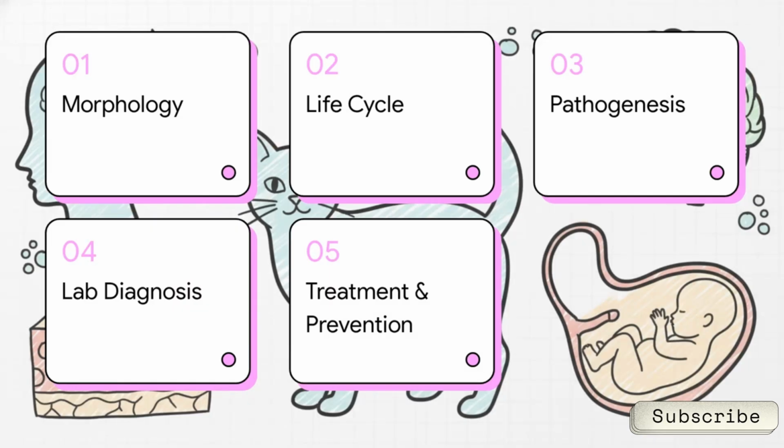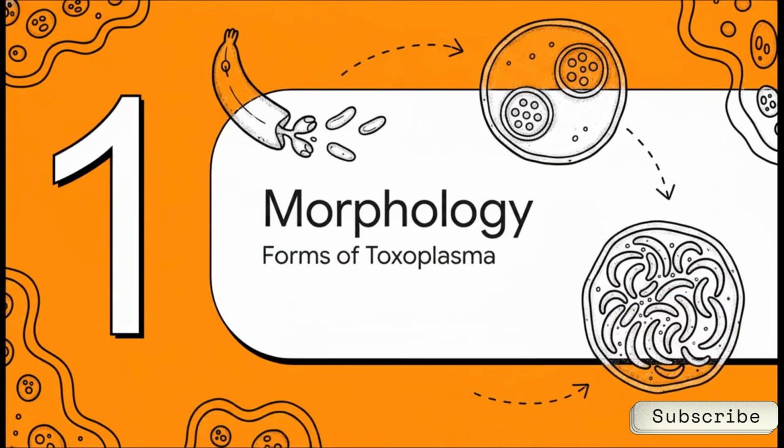Okay, let's just take a quick peek at the agenda today. We're covering morphology, the life cycle, pathogenesis and clinical presentation, lab diagnosis, and finally, treatment and prevention. First up, Section 1, Morphology. Let's look at the actual forms of Toxoplasma.